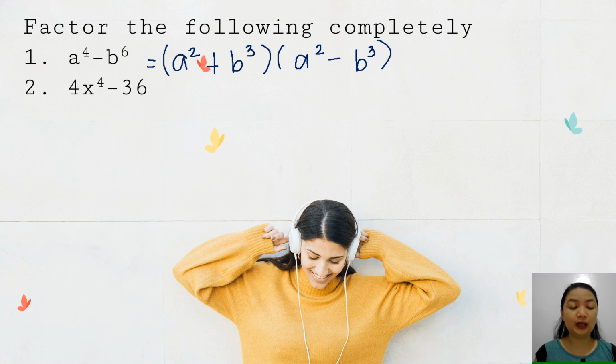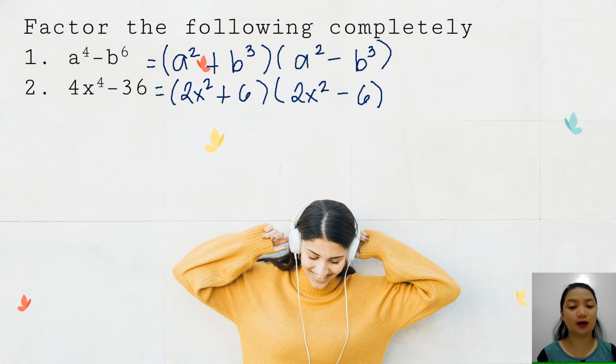Next one. What are the factors of 4x squared minus 36? So once again, we get the square root of 4x squared, which is, yes, it's 2x. How about 36? Yes, that is 6. So the other factor will also be composed of the terms 2x and 6. And then express it as sum and difference of the two terms.